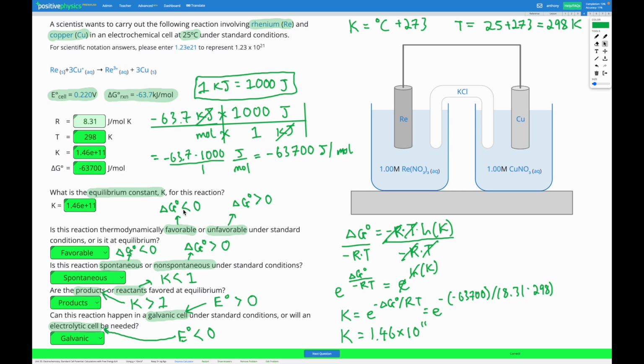If delta G0 is less than 0, K is greater than 1, and E0 is greater than 0, that means we have a favorable spontaneous reaction where our products will be favored and it can happen in a galvanic cell. However, if delta G0 is greater than 0, K is less than 1, and E0 is less than 0, that means we have an unfavorable reaction that is non-spontaneous under standard conditions. The reactants will be favored at equilibrium, and an electrolytic cell will be needed because a voltage will be required to force the reaction to happen.